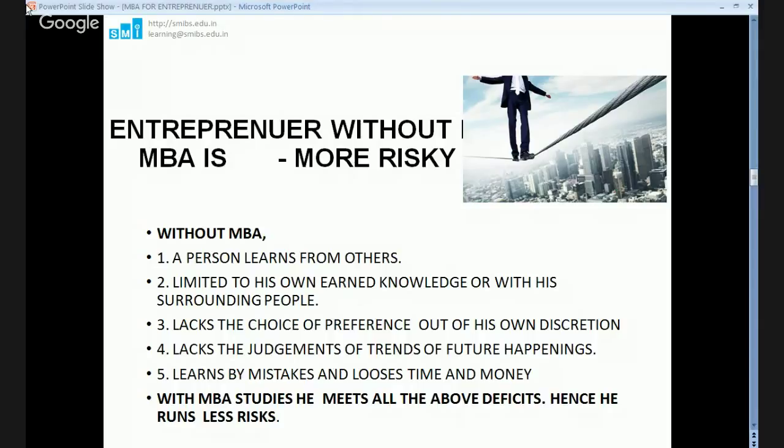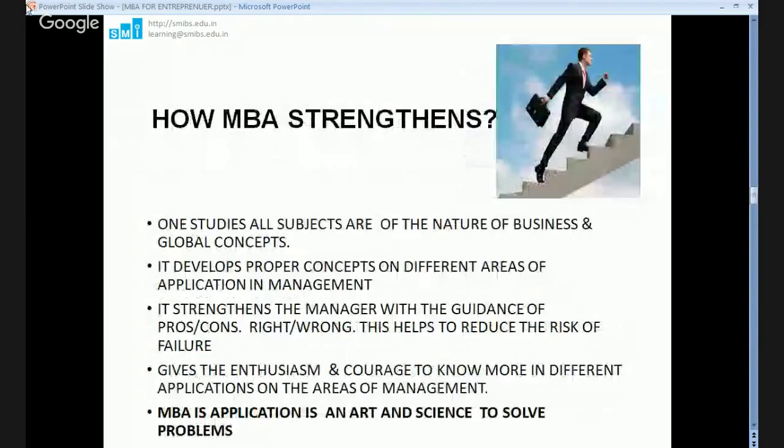With MBA studies, he meets all the above deficits and runs less risk. Business definitely has risk involved, but with MBA education, the probability of loss is less. How does MBA strengthen? One studies all subjects of the nature of business and global concepts. It develops proper concepts on different areas of application in management.